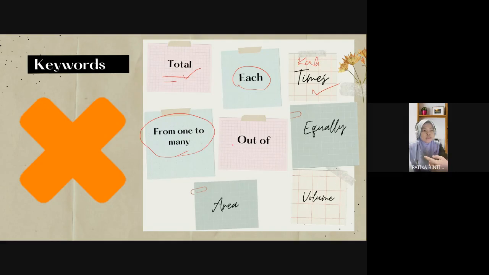Out of, this one is, macam tu lah. 3/4 out of 60. This one, saya bagi tahu saja. You are not going to use this yet. Okay, you are not going to use this yet. Equally, sama banyak. Okay, area, this is luas. Okay, luas. You are not going to learn this yet. I just tell you. Volume, this is isi padu. Okay, for area and also volume, the equation or the rumus, you are going to use multiplication.